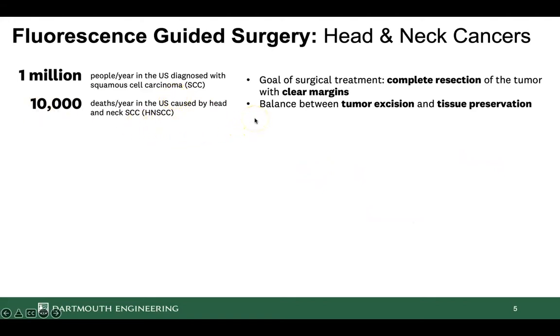The goal of surgical treatment is to completely remove the tumor with clear margins, which means that we're not leaving any of the margins, any tumor behind in the surgical bed. However, in oral cancers, there is a true balance between taking the tumor out and preserving healthy normal tissue, which is responsible for functions such as eating and speaking and drinking.